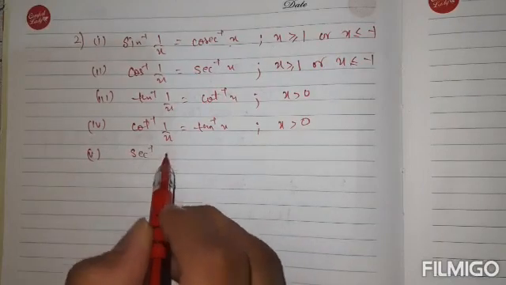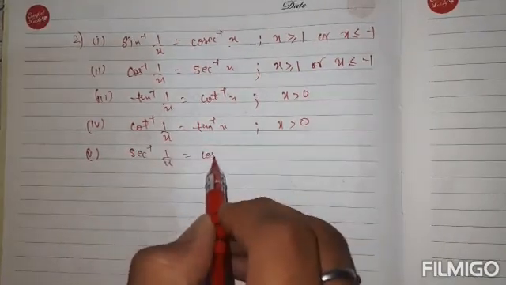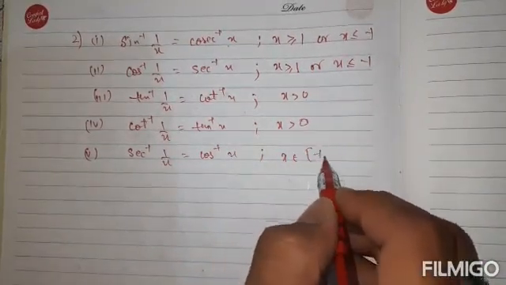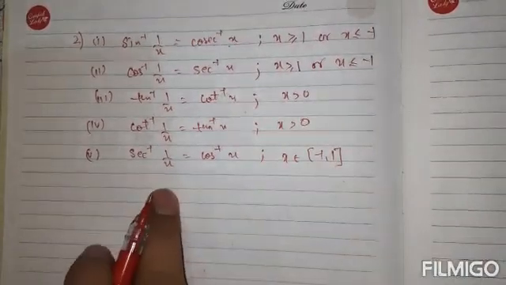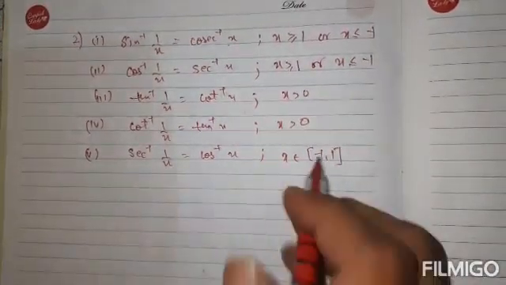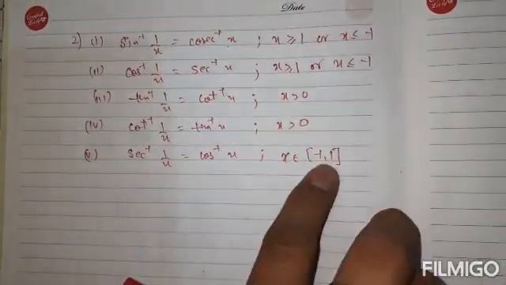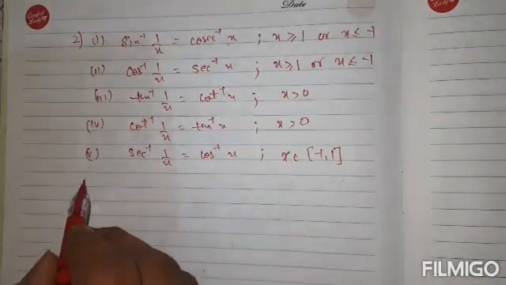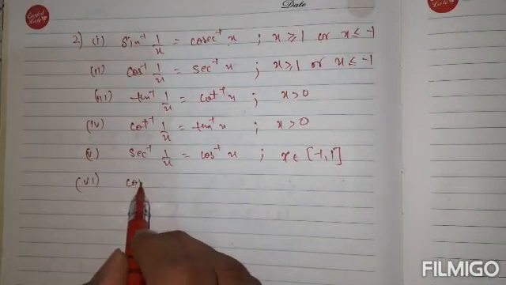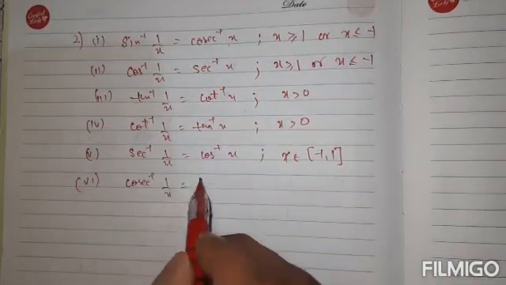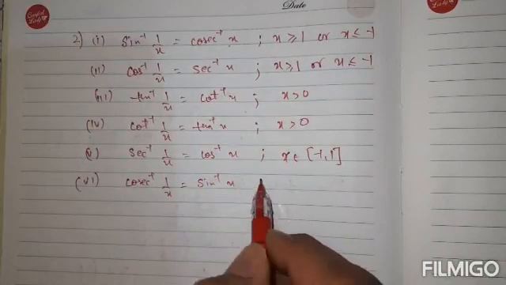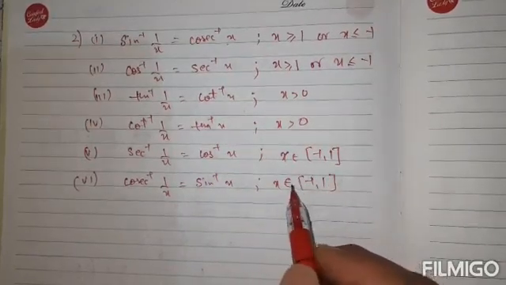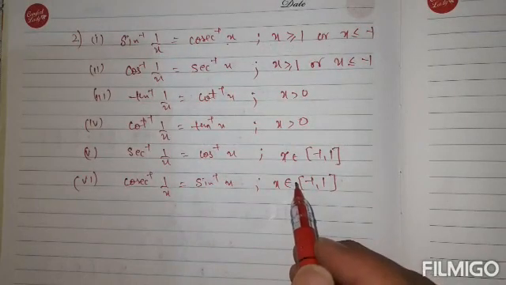Next is sec inverse 1 by x is equal to cos inverse x. This is true for x belonging to minus 1 to 1, meaning this formula is true for every value of x lying between minus 1 and 1. So this is the domain of cos inverse x, for which this formula is valid. And the last one is cosec inverse 1 by x is equal to sine inverse x. The domain is the same, that is minus 1 to 1. This is the second set of formulas.